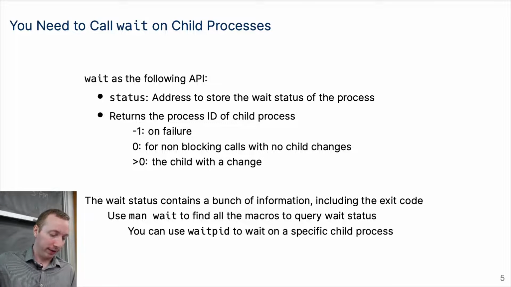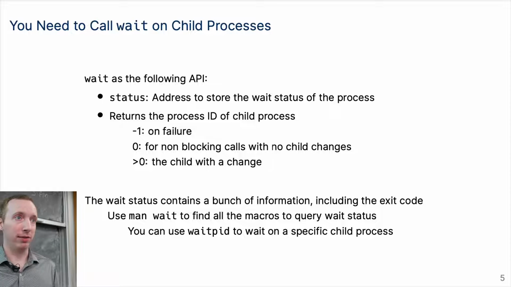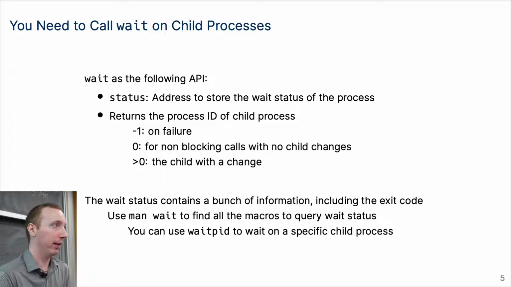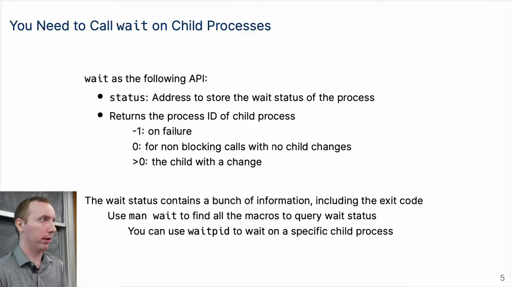So the wait status also contains a bunch of information, including the exit code. If you just try to use it straight up as an integer, it's not going to work, because it only uses the last 8 bits for the exit code and then stuffs a bunch of other information at the front. To actually query it, they give you a bunch of macros that you should use, and we'll see that. You can call man wait on your terminal to look at all the macros, but we'll just see the main ones you need to use.